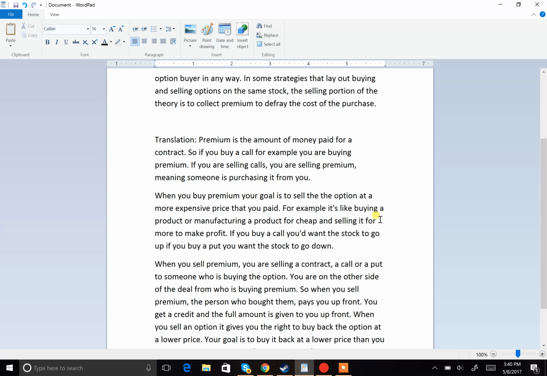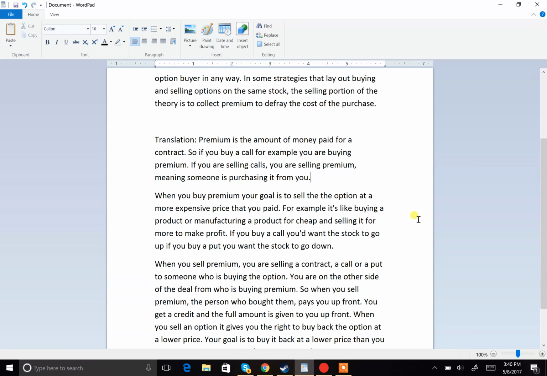For example, that's like buying a product or manufacturing a product for cheap and selling it to make more profit. Like Walmart, if they get their stuff manufactured in China for cheap, they can sell it back in the United States for more money and make profit. It's the same idea. You buy an option, it gets more expensive, and you sell it.